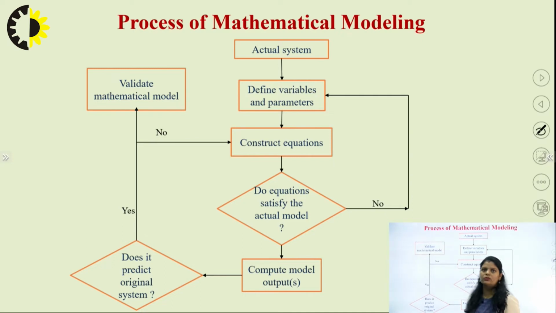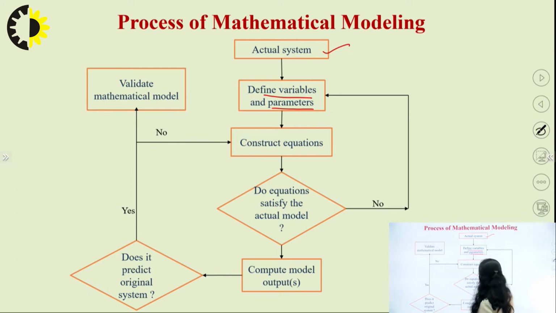Now we come to the process of mathematical modeling. In this process we take the actual system, which we discussed in the previous slide. We start with the actual system, in which there are different parameters or different measures. The first step is to define all the parameters or all the variables here. After defining them, we will construct the equations so that we can relate these parameters or variables.